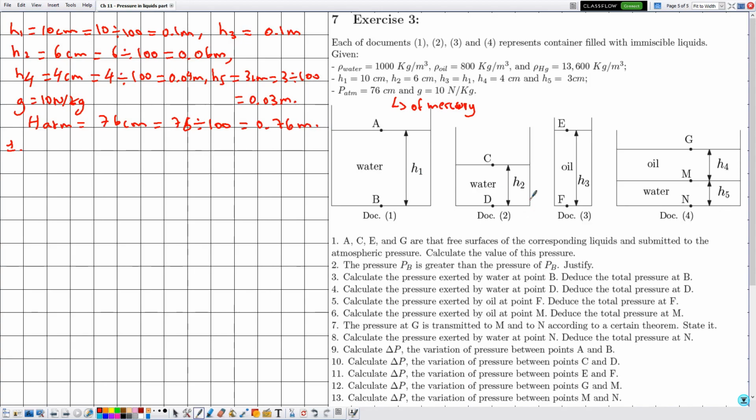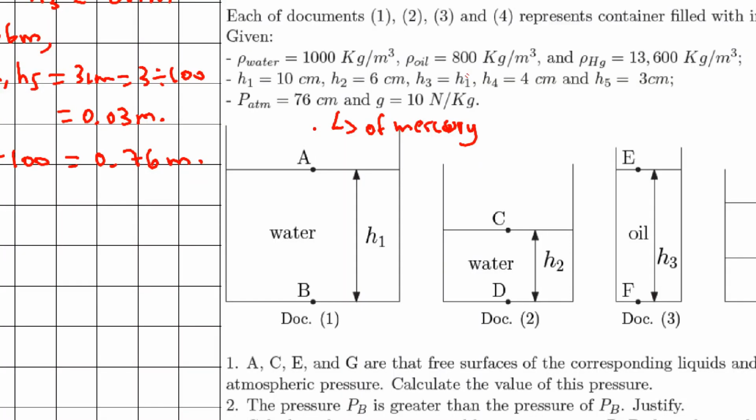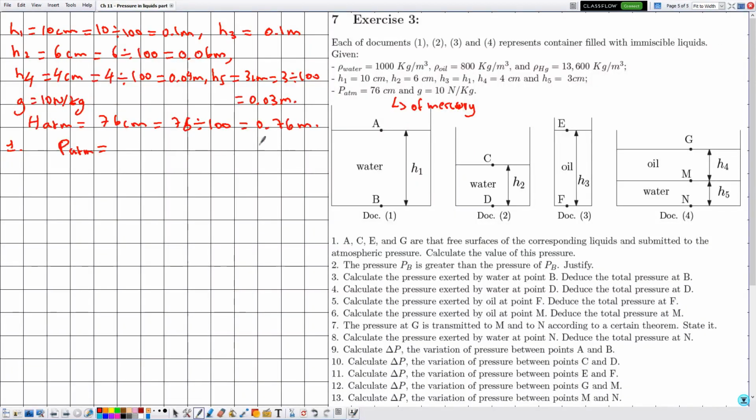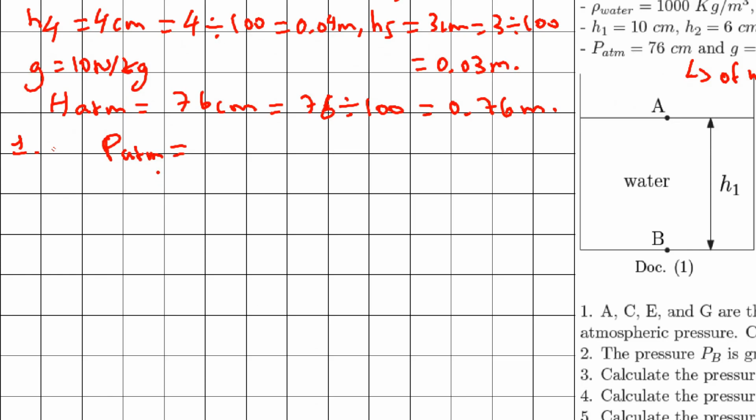Now we need to calculate the atmospheric pressure, knowing that the atmospheric pressure in this case is equal to 76 centimeters of mercury. So the pressure due to liquid is given by the density of the liquid times G times H. So here the liquid we are using is mercury, so we replace the density of mercury. Now G is equal to 10 newtons per kilogram because we are performing this experiment on the surface of Earth.